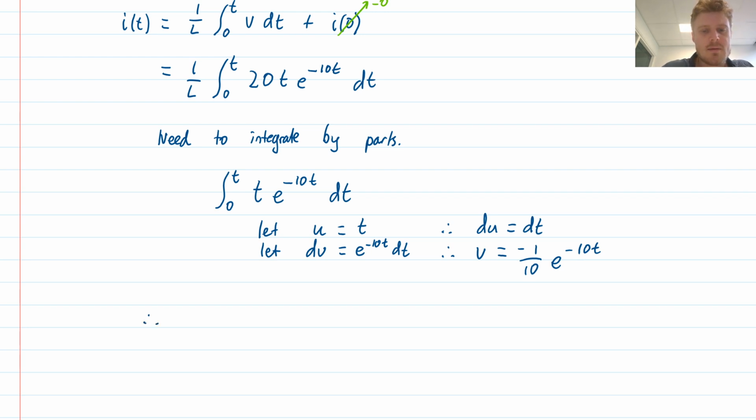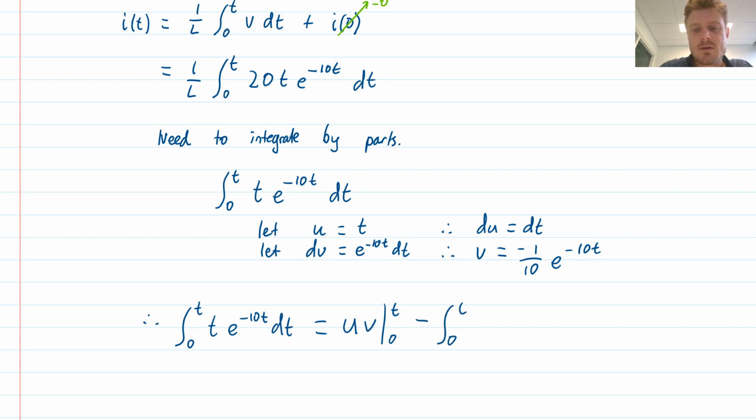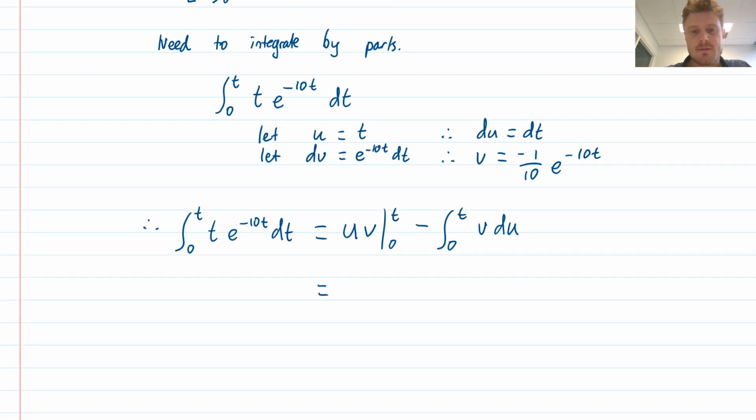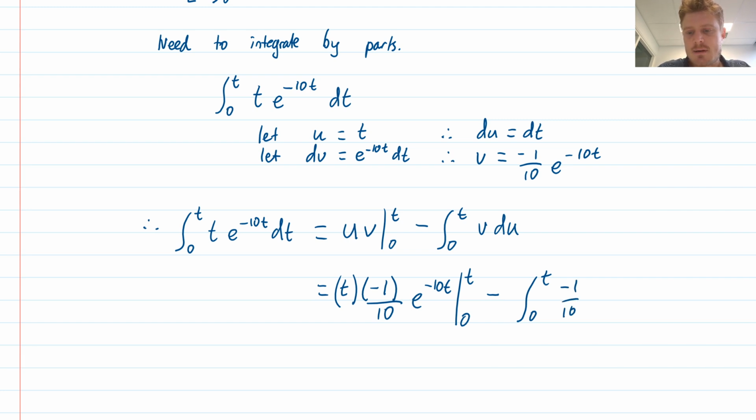And so therefore my integral, the integral from 0 to t of t e to the minus 10t dt, is going to be u times v taken over our limits of integration, minus the integral of v du. So let's substitute in our values. u gives me t, v gives me minus 1 over 10 times e to the minus 10t, and that is taken over these limits of integration, minus the integral from 0 to t of v, 1 over 10 e to the minus 10t, du is just dt.